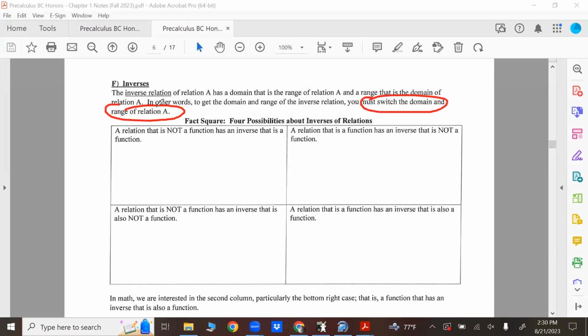Let me do these 4 possibilities here, and then I'll give you guys a more concrete example. So a relation that's not a function has an inverse that is a function. When you're not a function, what rule do you fail? Exactly. So if your relation is not a function, it could look like this. I'll just do a sideways parabola. That's not a function because clearly that fails the vertical line test, right? But would its inverse be a function? It would. So how would the inverse of that look?